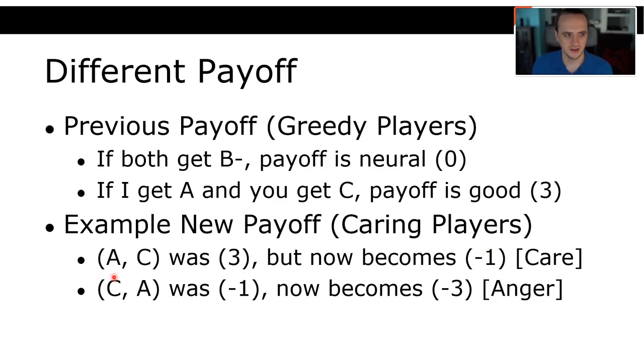And in the other case where I get a C and they get an A, before I was -1 because I was just greedy, but now I'm really upset. Oh, look what my partner did to me, right? I really care about their opinion of me. So now maybe them doing better than me is really hurtful, right? Because I'm angry that they did that. So this is just an example again, right? We're just trying to put different numbers in the matrix and why you would do that.